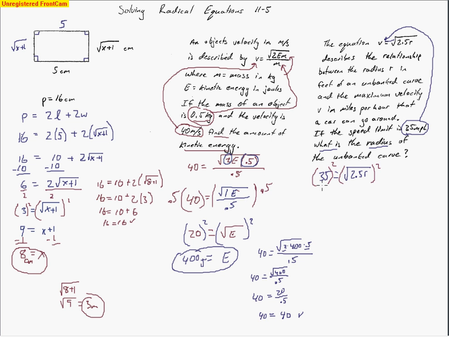So squaring 35 gives me 1,225, and this all equals 2 5/10 r. And so from this point, all I have to do is divide by 2 5/10 on both sides. So when I do that division, make sure again you're moving that decimal point over, adding a 0, so really it's 25 into this large number, 12,250. And when we do the division, we end up with 490 feet. Well, that's some distance there. That needs to be the radius of that unbanked curve.